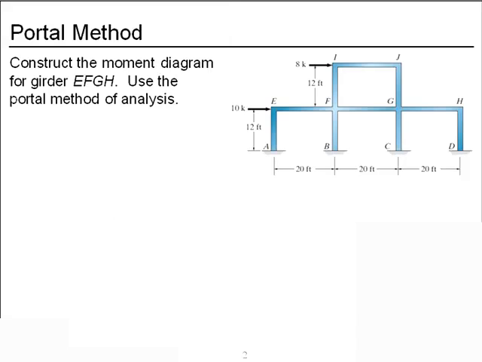Our rigid frame has two stories, but the second story has only one bay. There are horizontal loads applied at each story, and we're going to construct a moment diagram for the girder EFGH. We'll do it by the following approach.